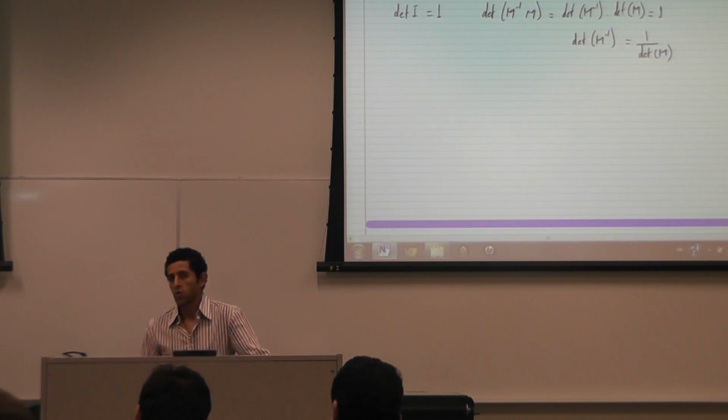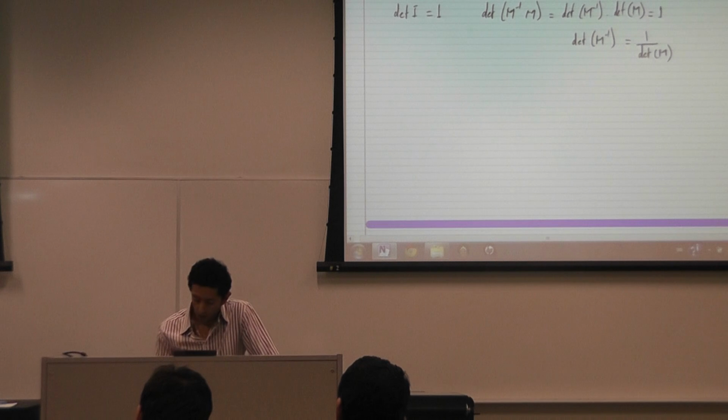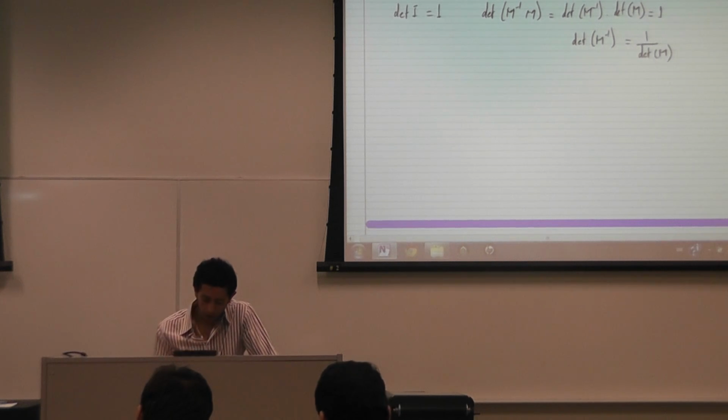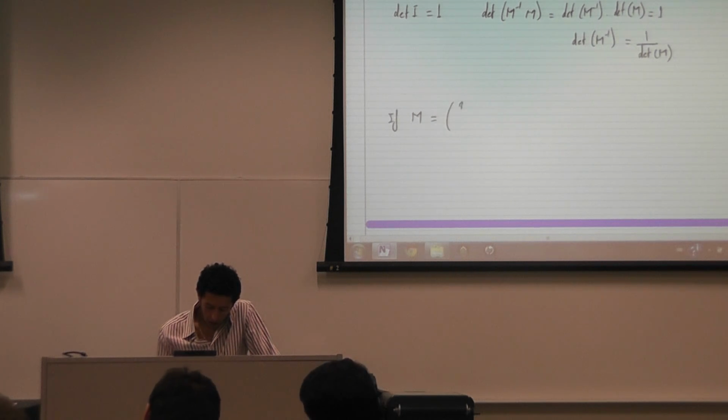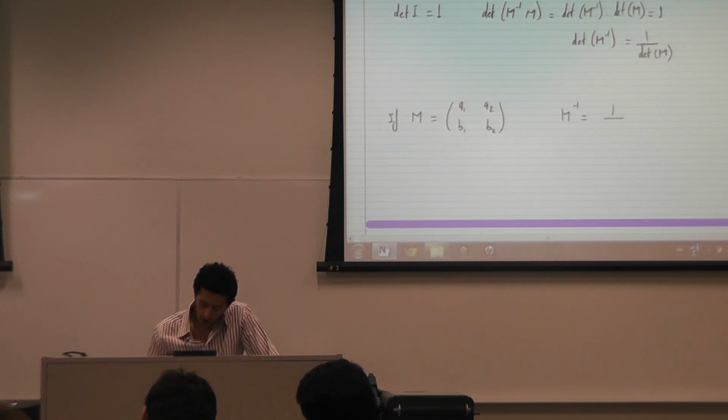The inverse of the matrix, I'm not going to ask you to invert a matrix in an exam, but you should know how to invert a matrix if it's invertible. If M is equal to A1, A2, B1, B2, and M is invertible, then M minus 1 is equal to 1 divided by the determinant of M multiplied by this.